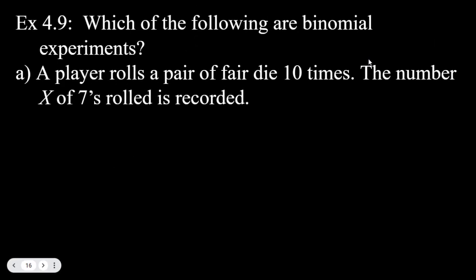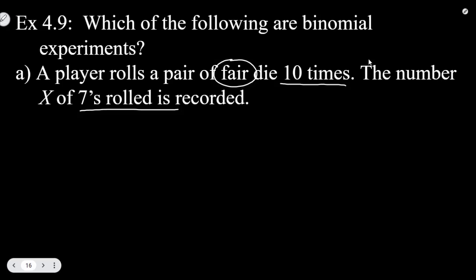Example 4.9, which of the following are binomial experiments? Letter A, a player rolls a pair of fair dice 10 times. The number x of 7s rolled is recorded. So the first thing we want to look at here is they have determined they are going to roll the dice 10 times. There is a fixed number of trials. The second thing, since you're rolling fair dice, those trials are independent, and also the chances of rolling a 7 are the same every time you roll the pair of dice.